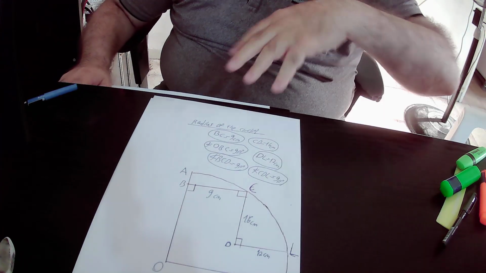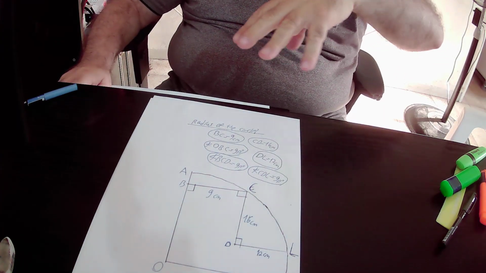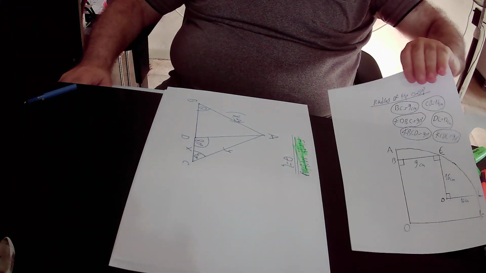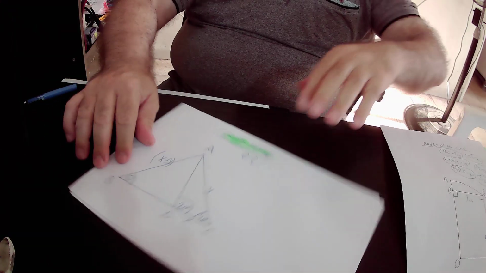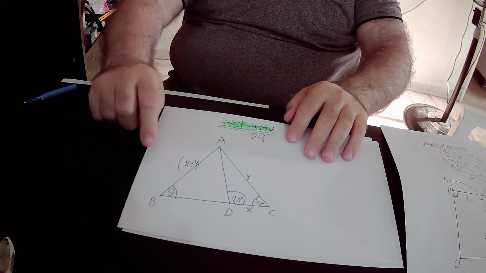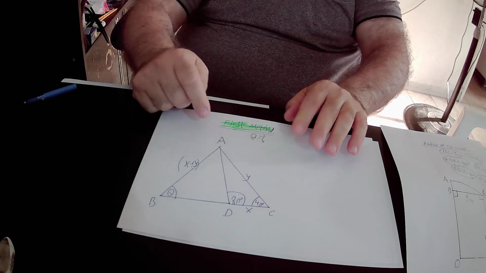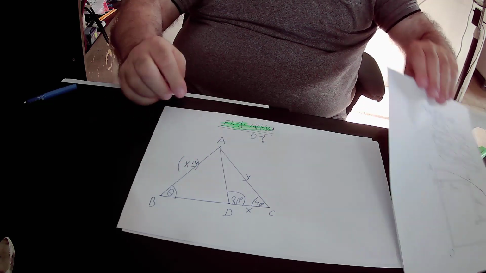Hello, in this lecture we will answer two questions. In the first question we find out the radius of this quarter circle, and in the second question we find out the size of this angle, angle theta, that is inside triangle ABC. So we start with the first question.